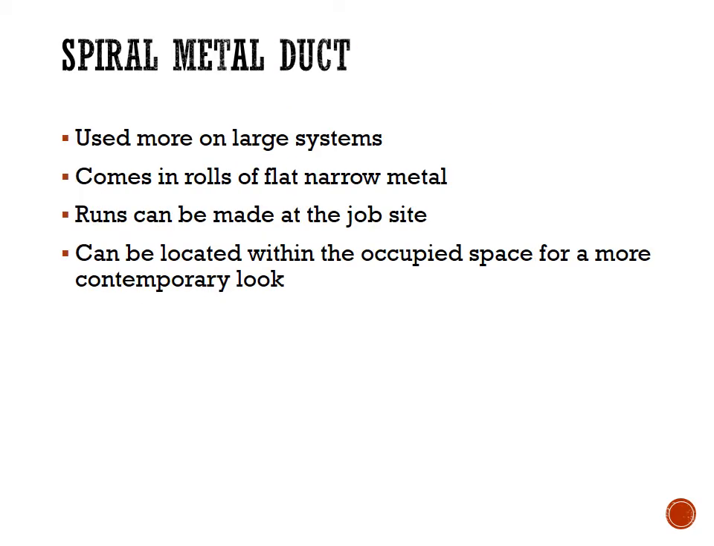Spiral metal is used more on large systems. It comes in rolls of flat iron metals. Again, it's big and flat, and there's a groove on one side so that they can hook them together, so it can be hooked while you spiral it around. And if you think about it, what makes ductwork very expensive is that it sometimes has to be prefabricated in a shop and delivered with a truck to be put in place. So this was a good idea where you can manufacture that on the spot, again along with the fiberglass.